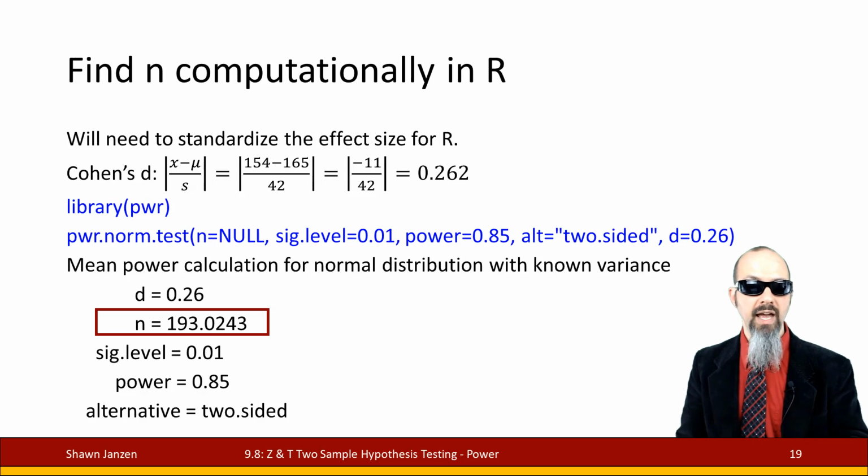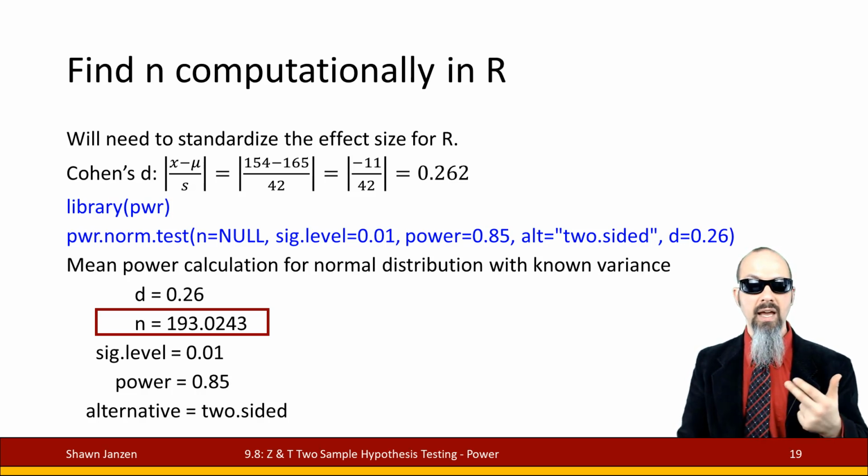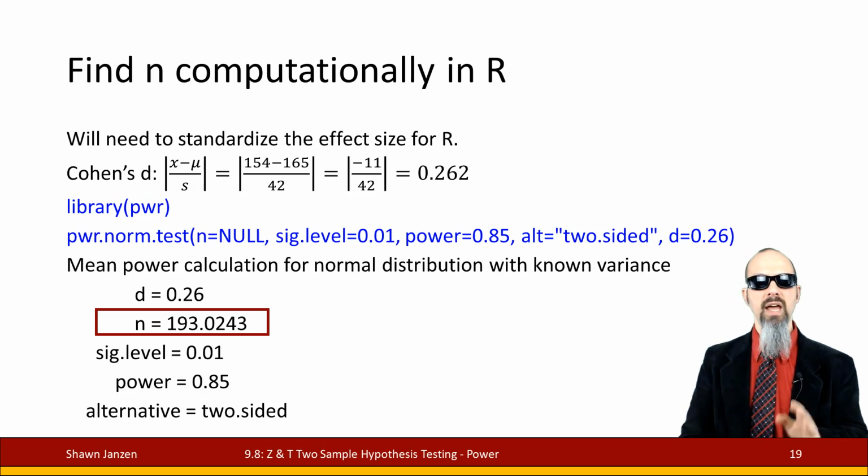Once I have that, I have all the values I need to plug into the norm test. So I'm going to leave n as null. I want to know the sample size. Sig level at 0.01. Power at 0.85. That was our minimum standard. And an effect size of 0.26. When I go ahead and run all that through, R is going to tell me that I need at least 193 people. And this is 193 people in every group.